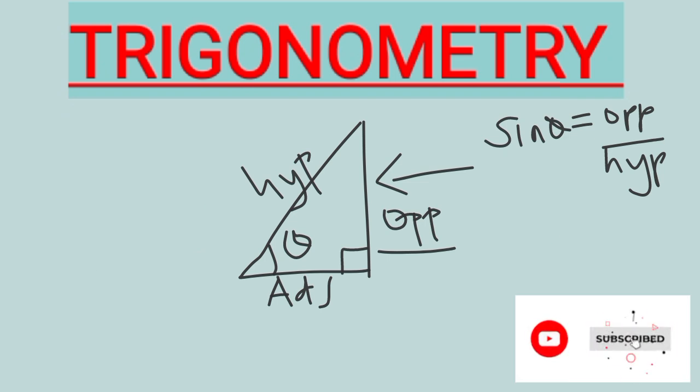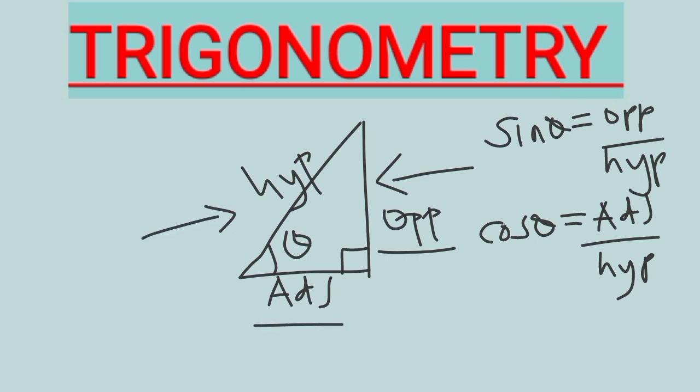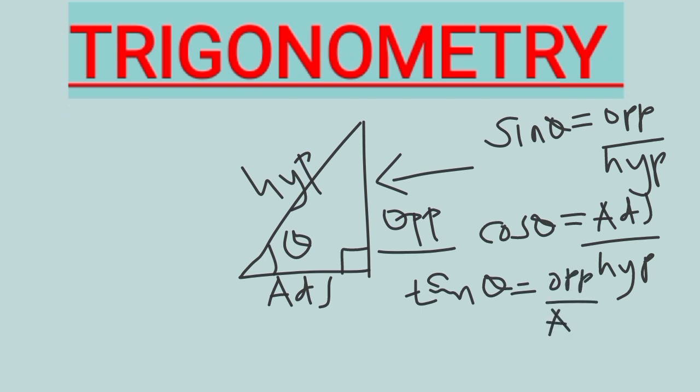What of cos theta? Cos theta is found by dividing the adjacent side by the hypotenuse. If we divide this side and that side, we get cos theta. What of tan theta? We are saying that tan theta is found by opposite over adjacent, like that.